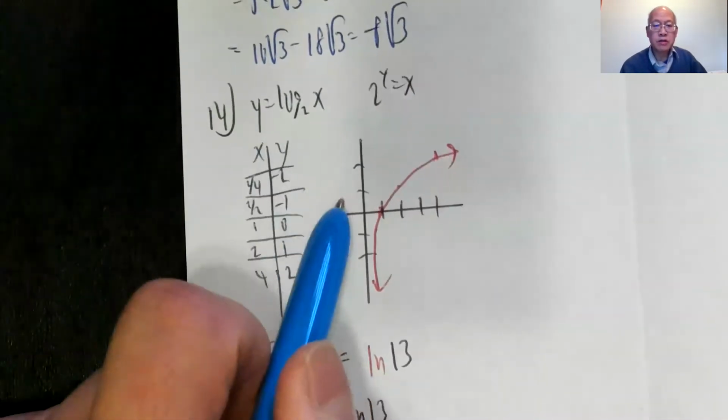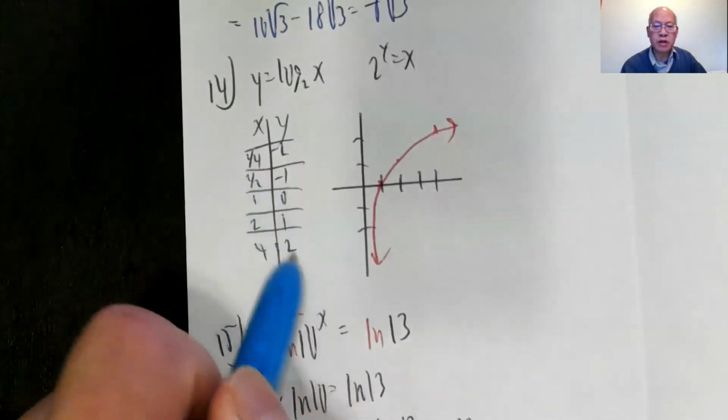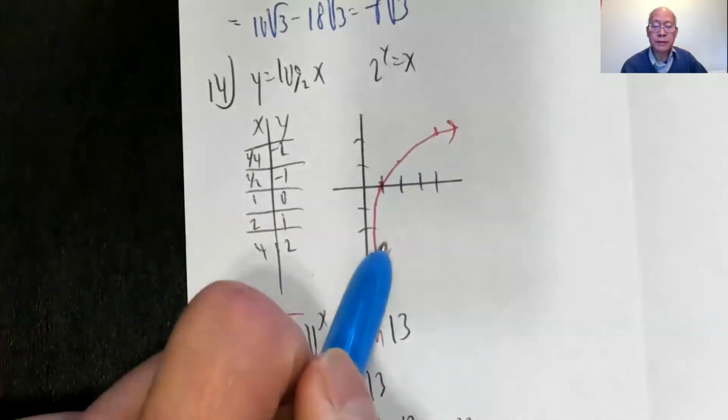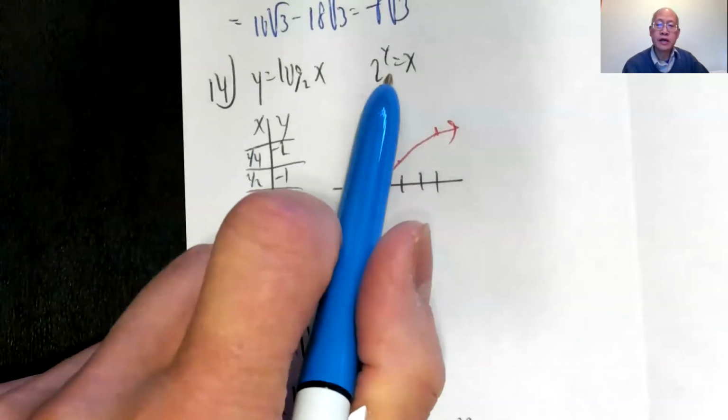14, log base 2 of x. So if I pick y values of -2, -1, 0, 1, and 2, x becomes 1/4, 1/2, 1, 2, 4. The graph looks something like this. A good way to plug in is to write it as 2 to the y equals x and then plug in values of y.